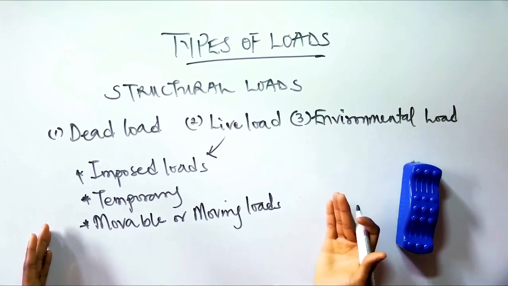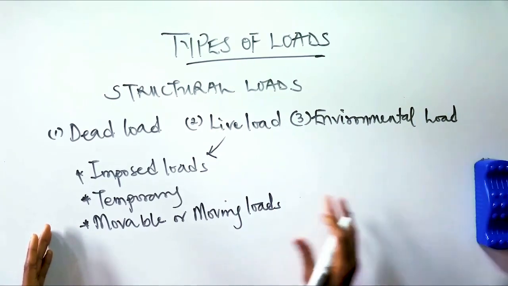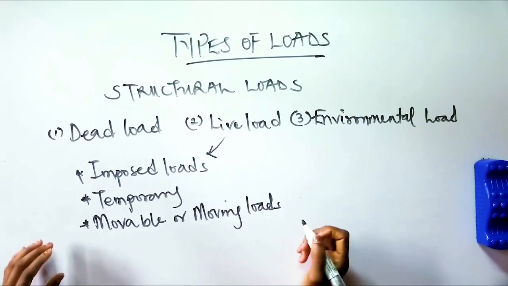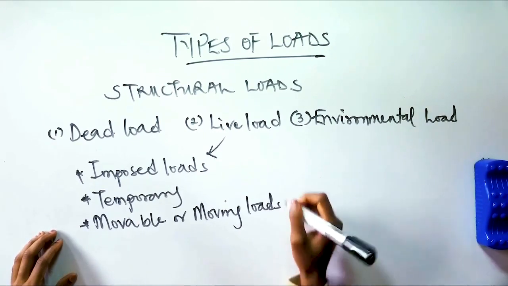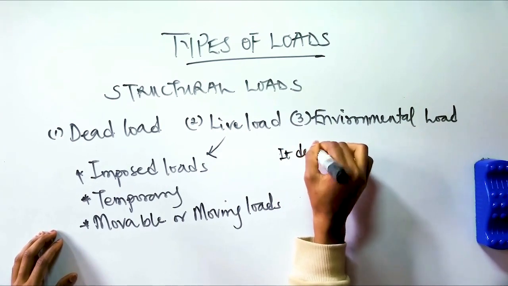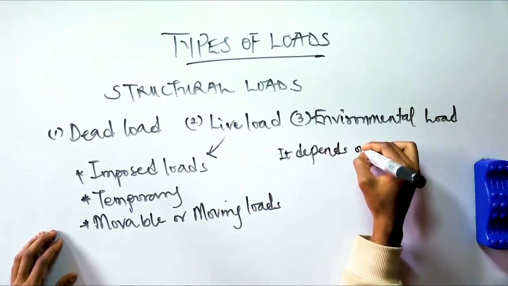These loads are assumed to be produced by the intended use or occupancy of the building, including the weights of movable partitions or furniture. Live load depends on the intended use or purpose of the building.